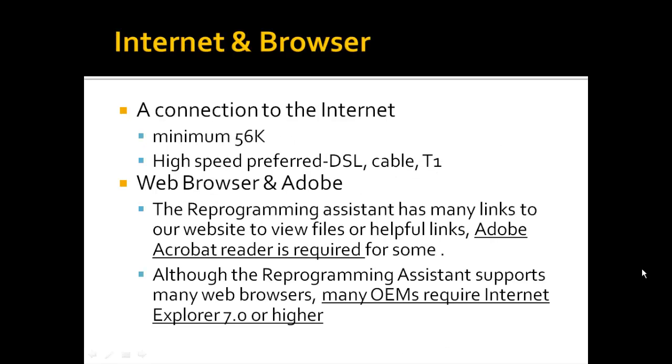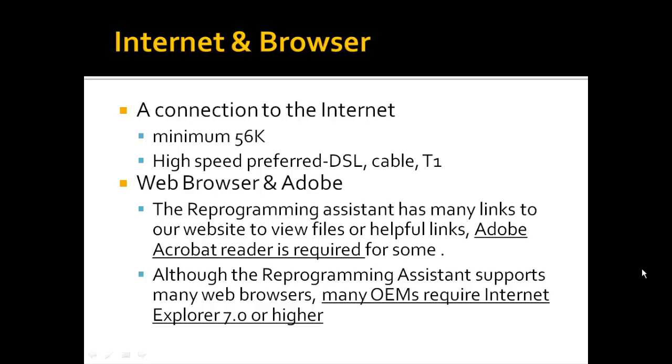Okay, internet and browsers. You're definitely going to need a connection to the internet, since all of the OEM data is web-based. Many of the websites will tell you that you need a minimum speed of 56K. However, that's pretty slow these days. So a high-speed internet connection is preferred. It could be DSL, cable, a T1 line, or whatever you have available in your area.